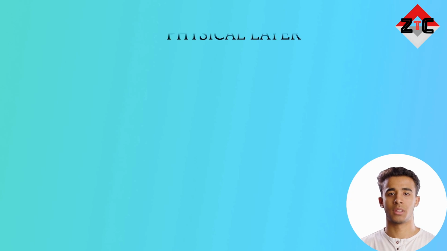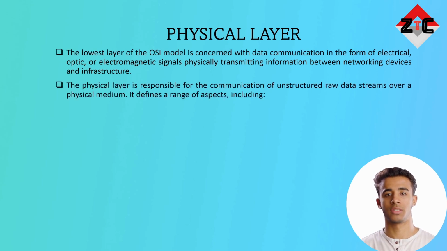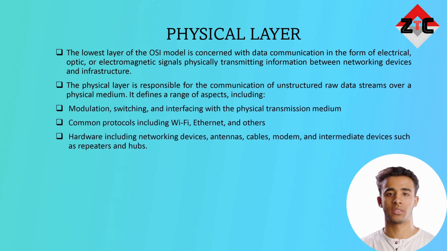The lowest layer of the OSI model is concerned with data communication in the form of electrical, optic, or electromagnetic signals physically transmitting information between networking devices and infrastructure. The physical layer is responsible for the communication of unstructured raw data streams over a physical medium. It defines a range of aspects, including modulation, switching, and interfacing with the physical transmission medium, common protocols including Wi-Fi, Ethernet, and others, hardware including networking devices, antennas, cables, modem, and intermediate devices such as repeaters and hubs.